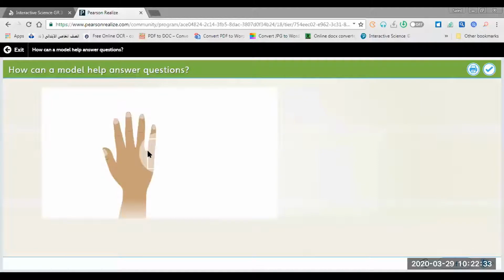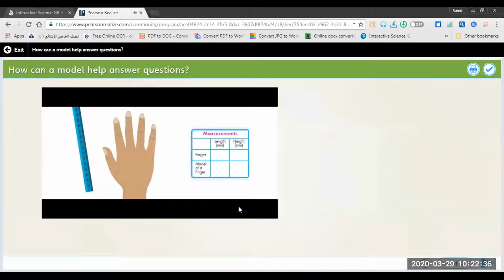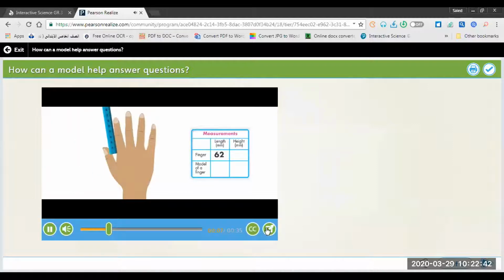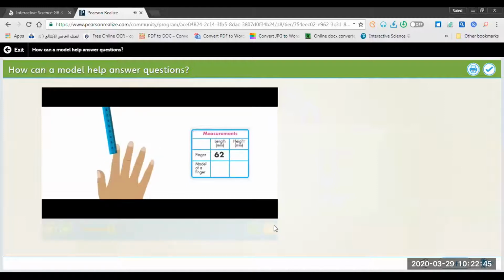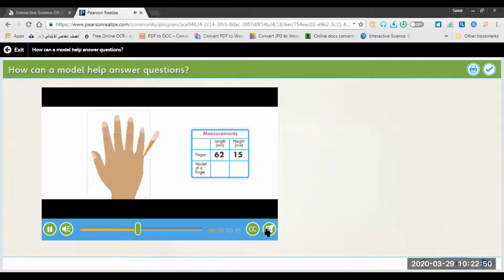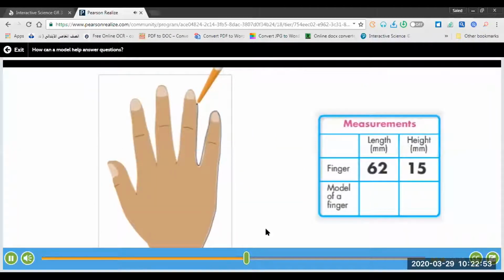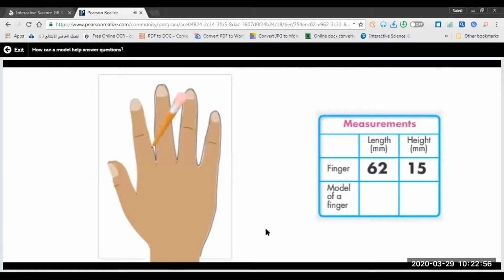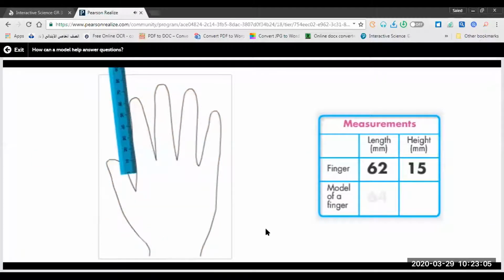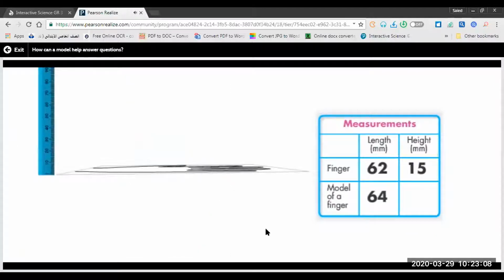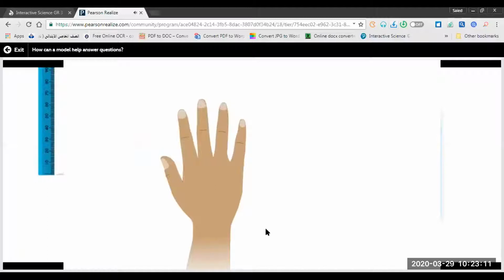Models can help answer questions, but there are limitations. Observe. The length of this finger is 62 millimeters. The height is 15 millimeters. Let's measure our model. The length of the finger on our model is 64 millimeters. The height is 0.